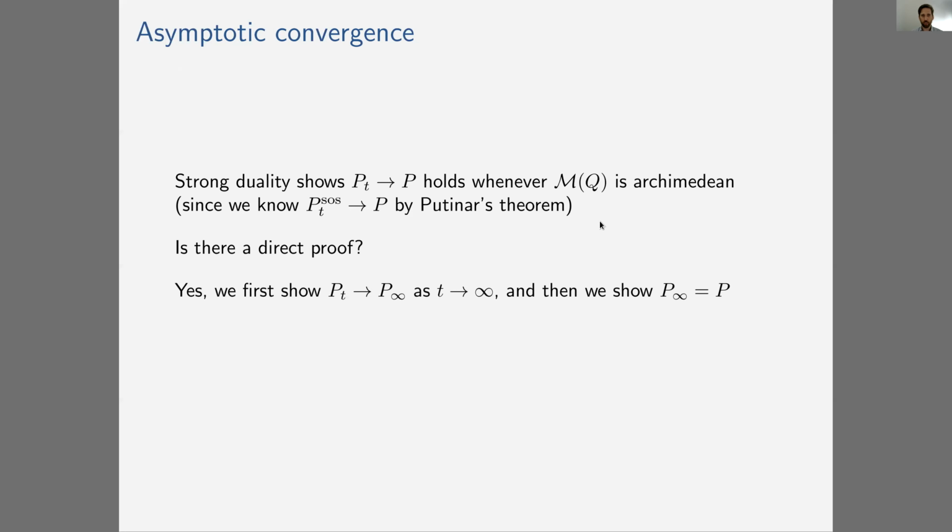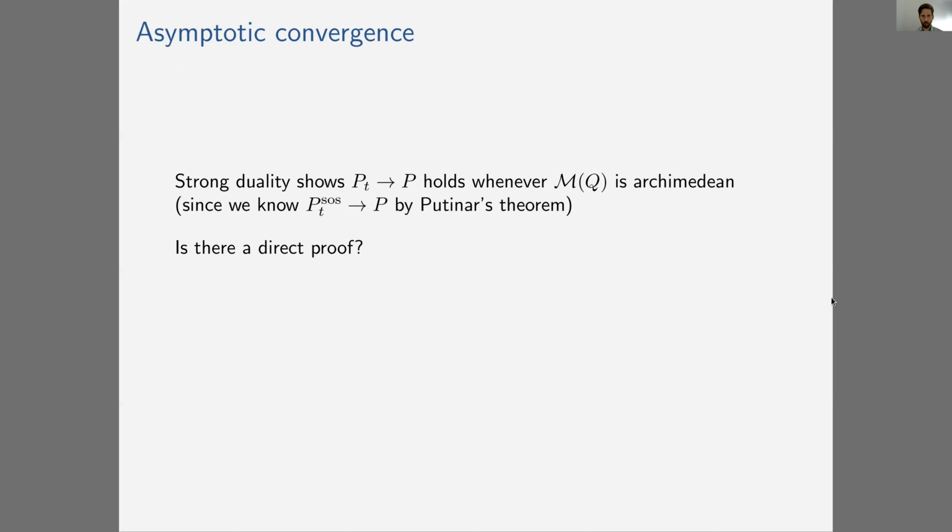So the question is, is there a direct proof? And the answer is yes, but it's a proof in two steps. We're going to show first that P_t goes to P_infinity. And then we show that P_infinity is actually equal to P. So what is P_infinity?